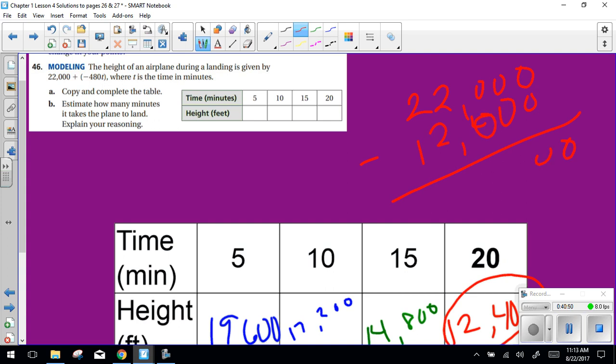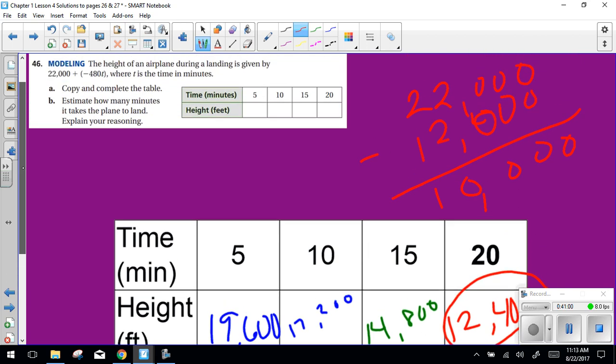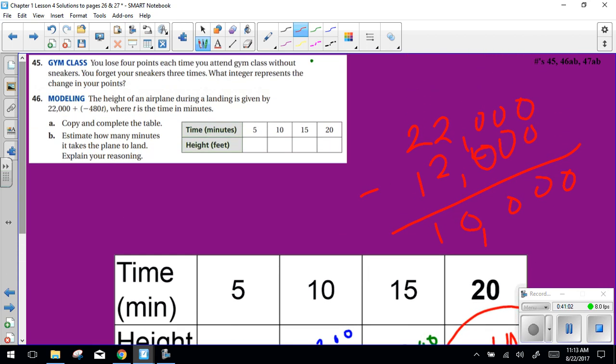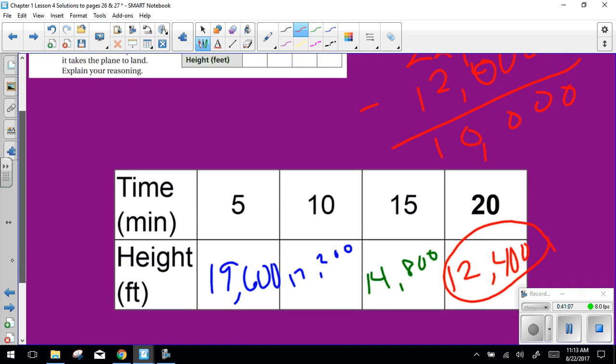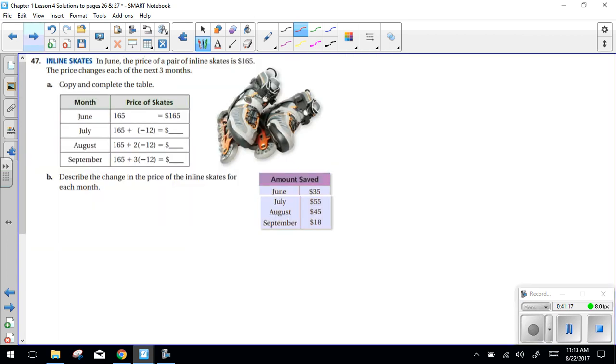So let's see what we get here. I might even change my answer. So I have 10,000 more feet to go roughly. Another 10,000 feet. So yeah, it'll take just under 20 minutes more to descend this plane. Okay, and I believe we have one more on this page here.